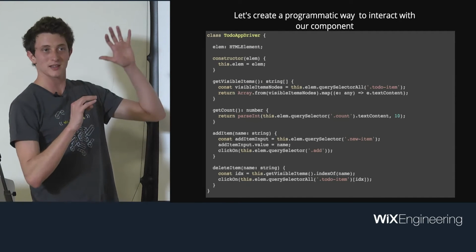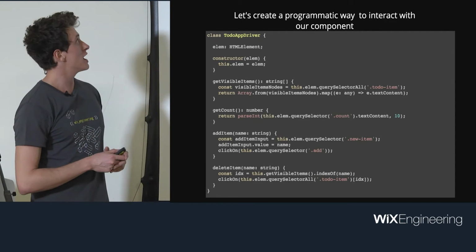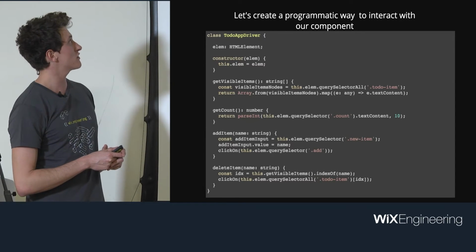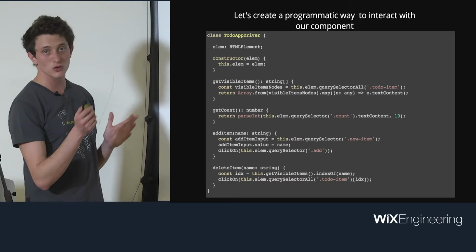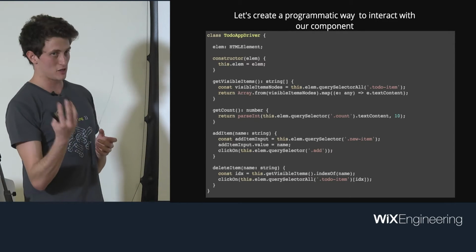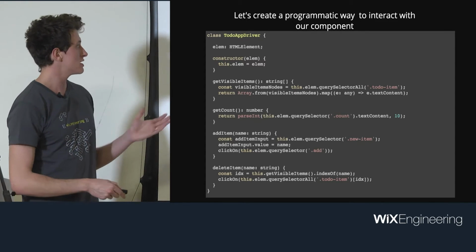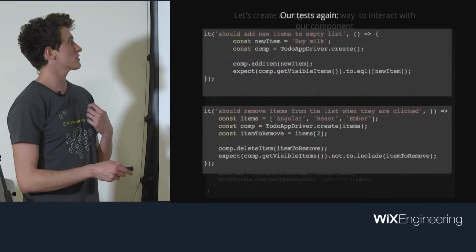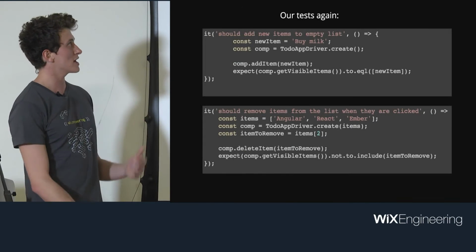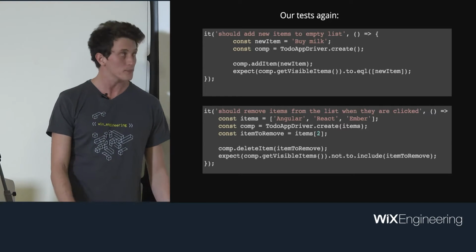Okay, that's the larger slide with the whole class together. So we have a class, we call it to-do app driver. It receives the element that represents our app, eventually the DOM element that the app was rendered to, and wraps it with those functions. Okay, now let's check how our test looks now when we use the drivers.